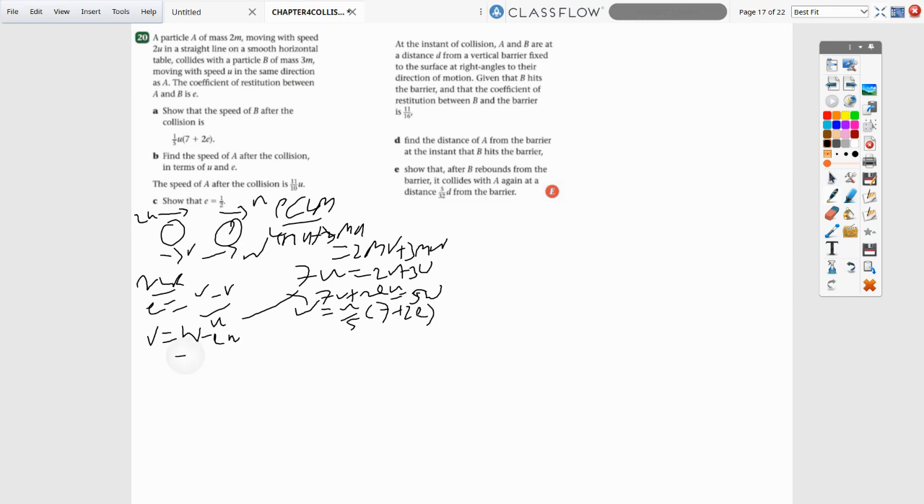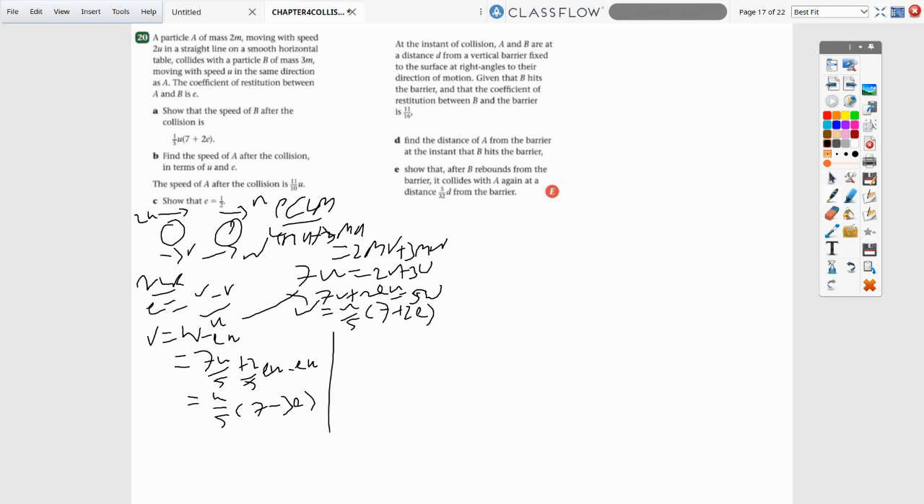Part B, we got that v is w minus eu. So we can sub everything in that we got there. So we get 7u over 5 plus 2 over 5 eu minus eu, which precisely is u over 5, lots of 7 minus 3e.